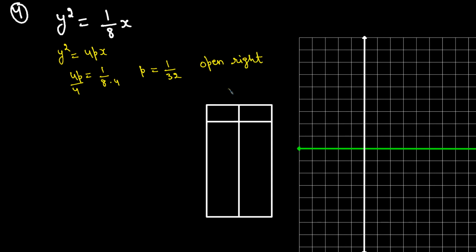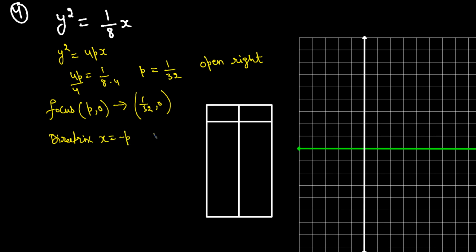As p is positive, greater than 0, it's going to open to the right. Okay, so it's going to look like this, and then we have our focus. The focus is (p, 0), which is (1 over 32, 0), and the directrix is going to be x equals minus p, which is equal to minus 1 over 32.